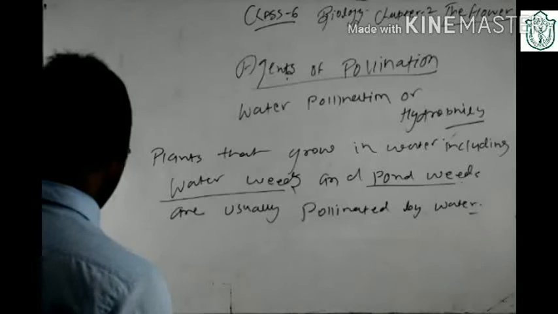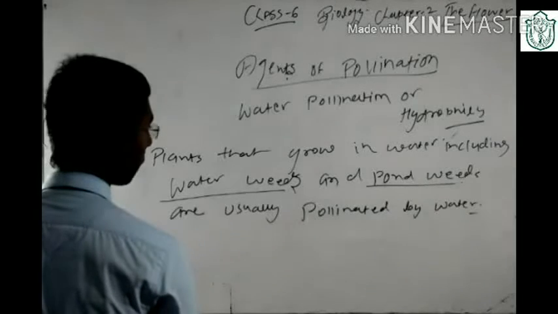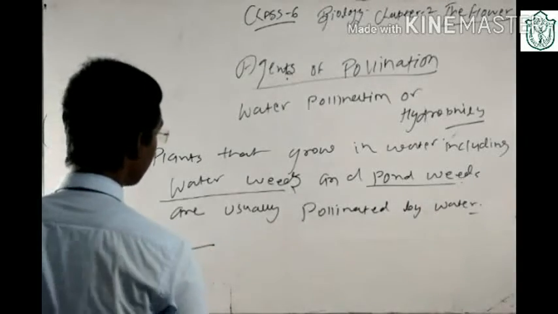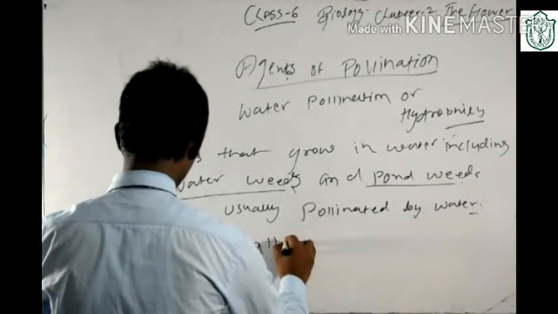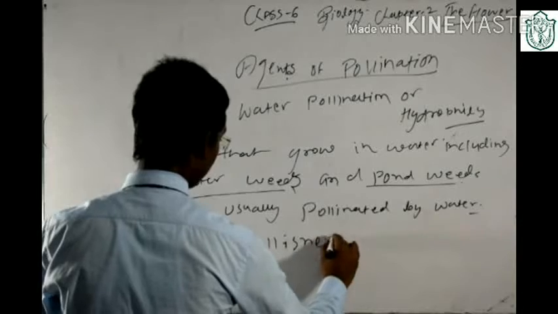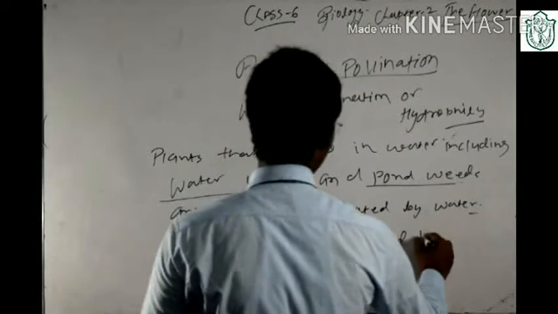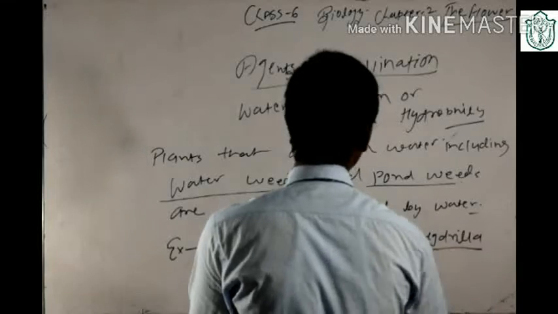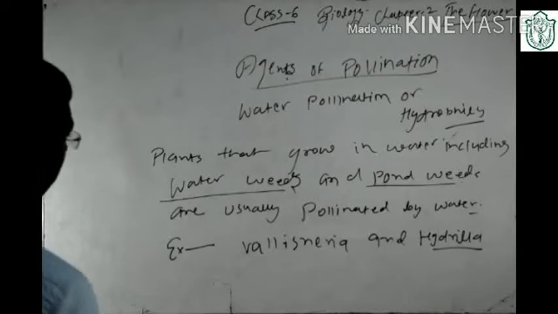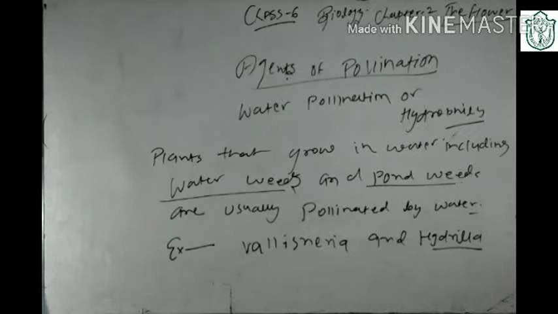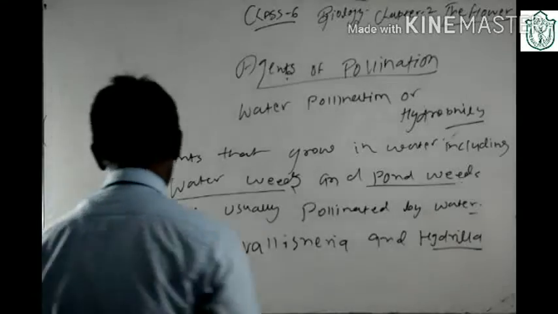So, if we take examples of this type of plants that get pollinated by water, they are Vallisneria and Hydrilla. These two plants get pollinated by the help of water. So, to get pollinated by the help of water, these types of plants should have some characteristic features.